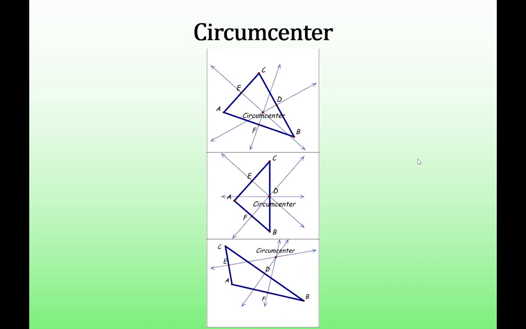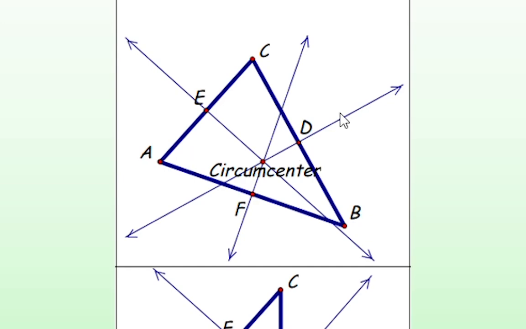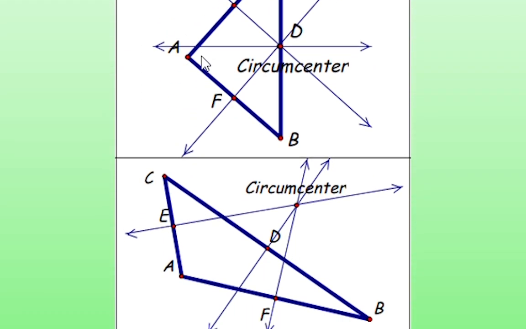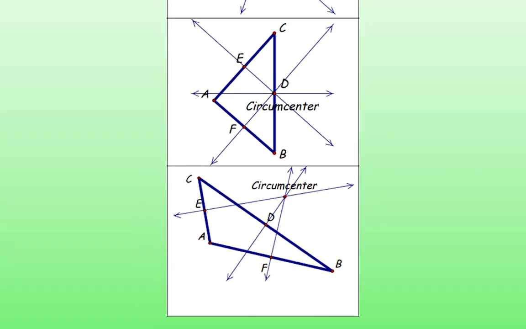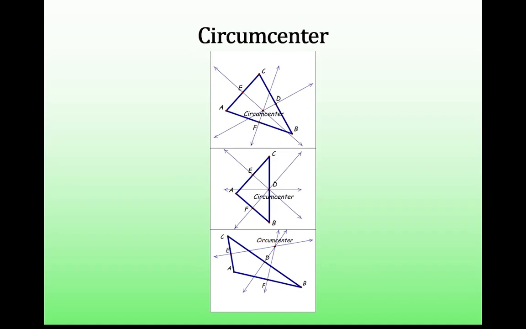And the last one is the circumcenter. The circumcenter is the intersection of all the perpendicular bisectors of the sides. So here we have a perpendicular bisector of segment BC, perpendicular bisector of segment AC, and a perpendicular bisector of segment AB. They all meet at the circumcenter, and like the orthocenter, the circumcenter can be inside, it can be on, or it can be outside. So now let's take out the notes and we'll fill in some more specific information about each one.